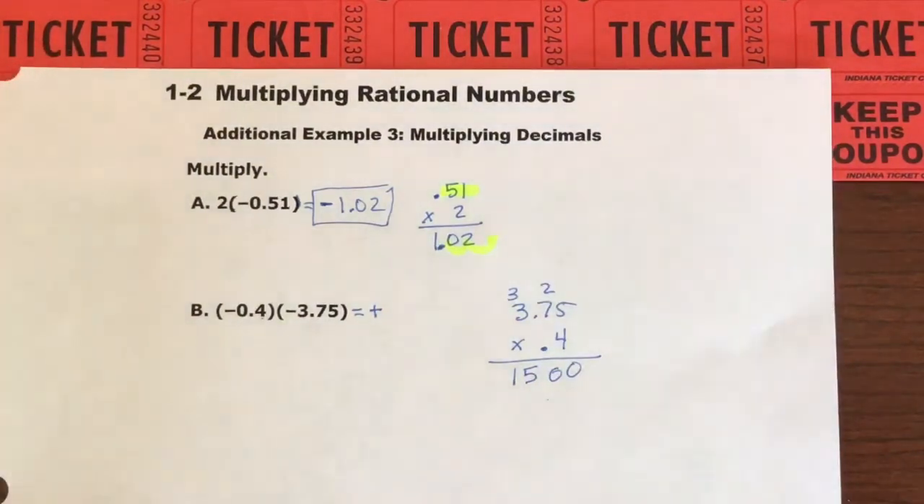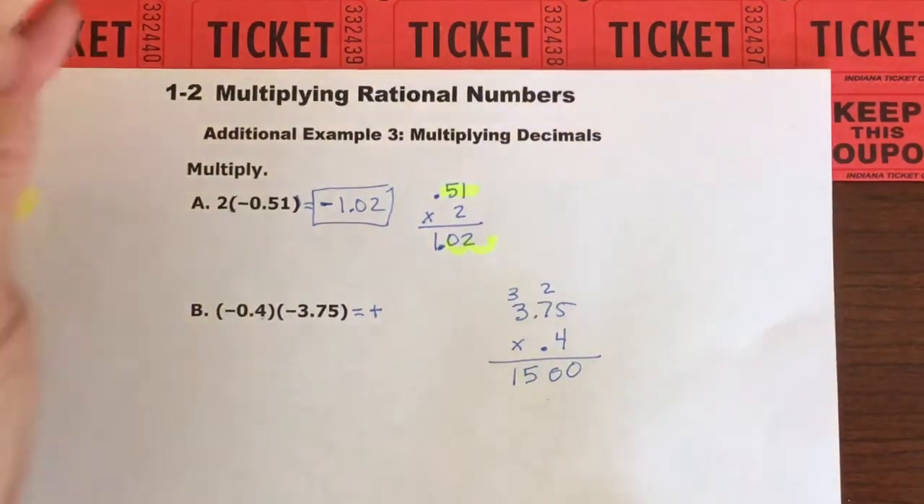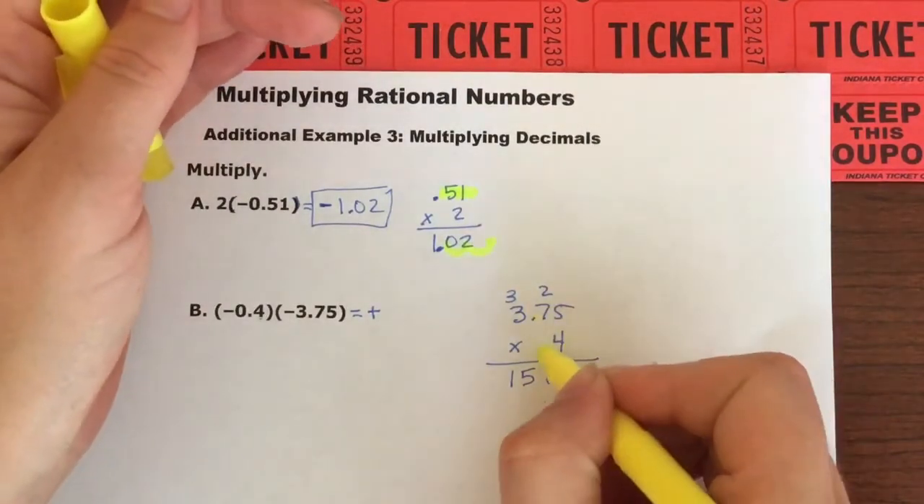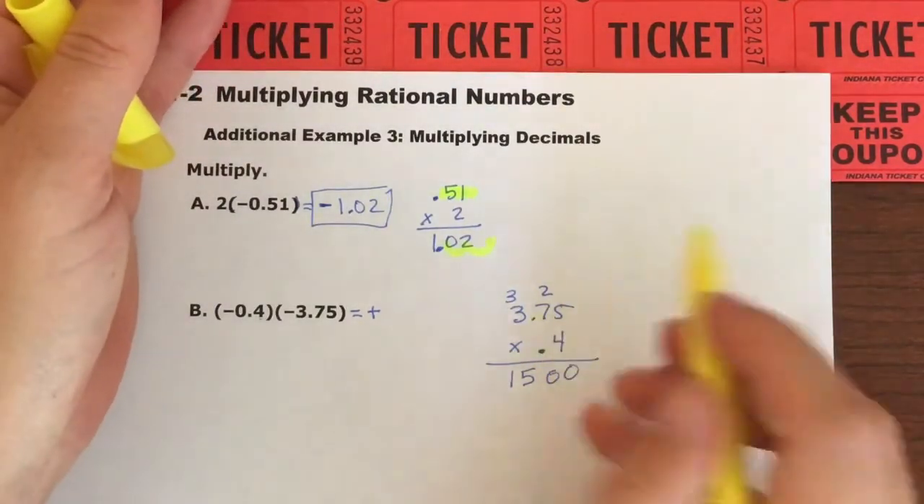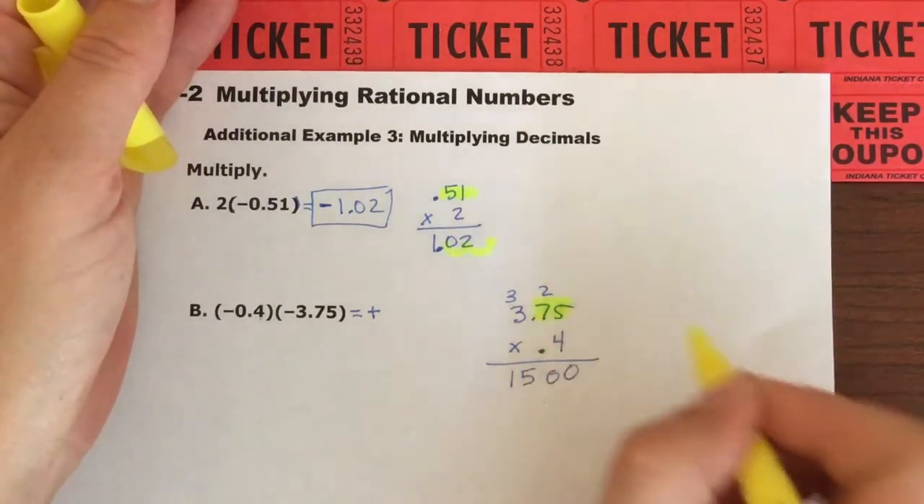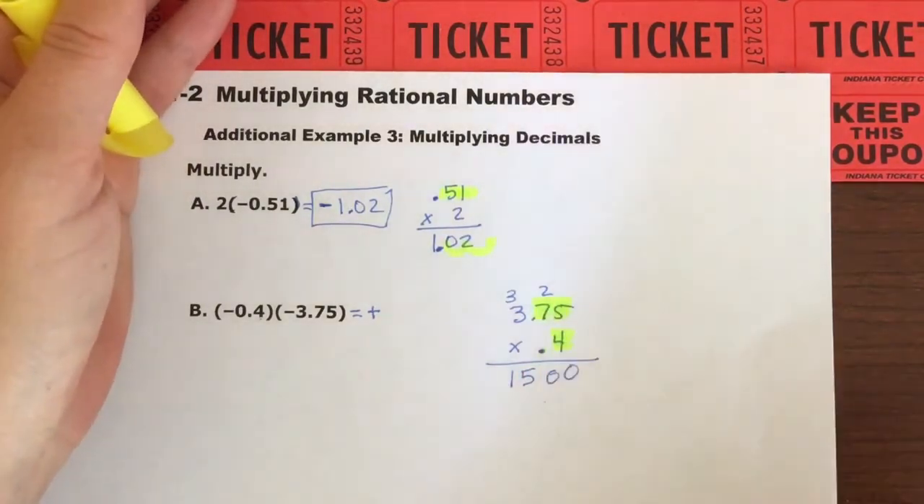Write the 0, carry the 3, and then 4 times 3 is 12, plus 3 is 15. So there we go. Now, since we're multiplying decimals, we need to count up the places to the right of the decimal. So here's a decimal, here's a decimal. How many place values are to the right? Well, here we have 1, 2, 3.